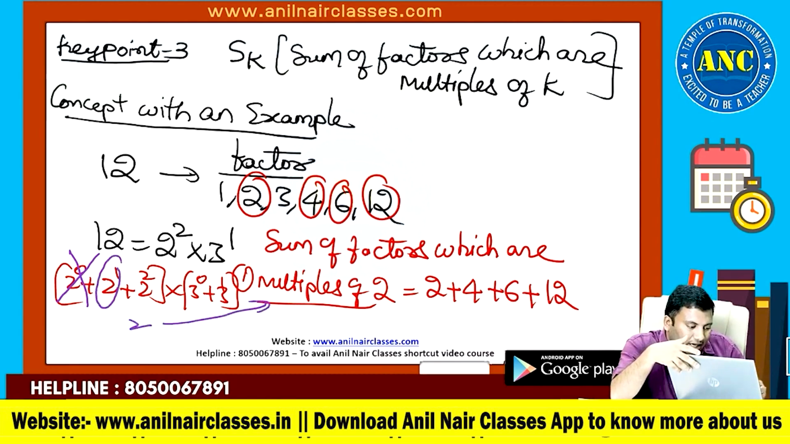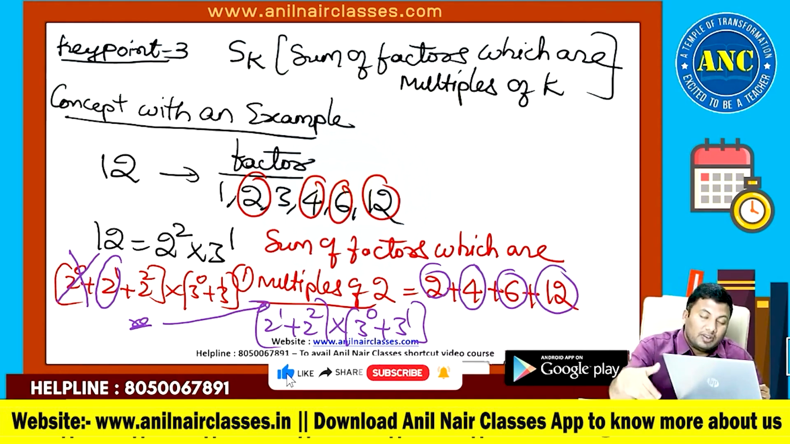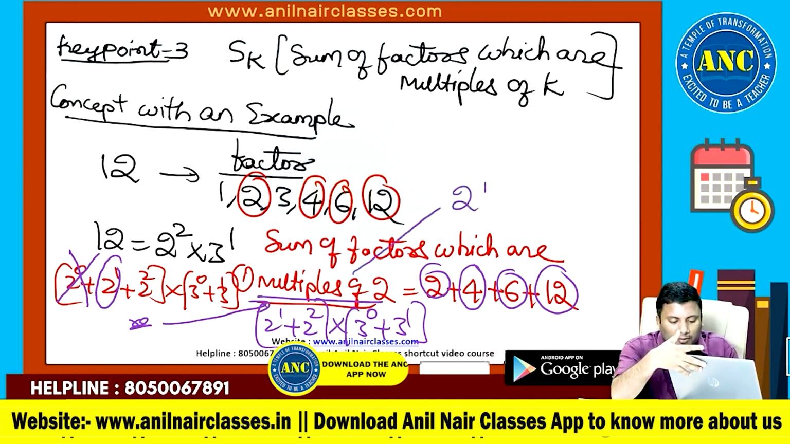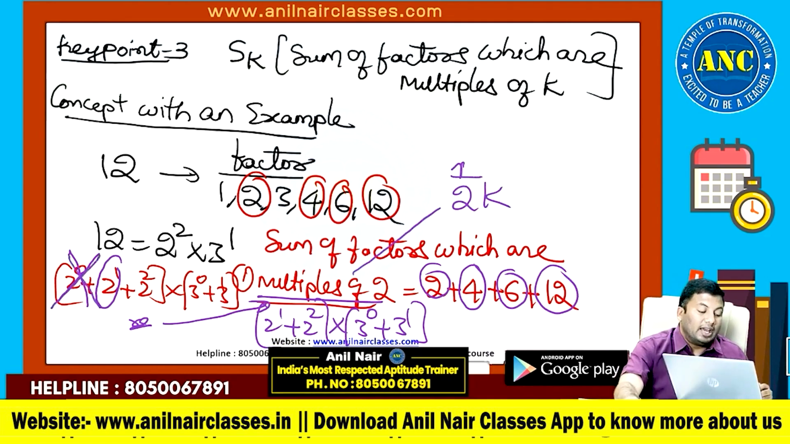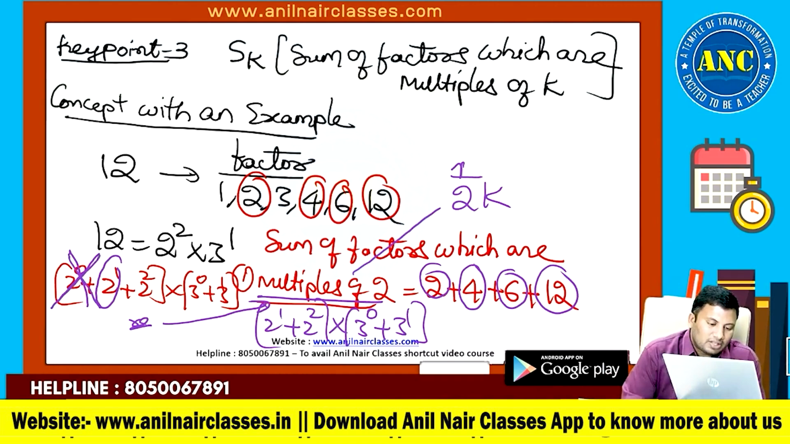So this can be written as (2 power 1 plus 2 power 2) into (3 power 0 plus 3 power 1). 2 1s are 2, 2 3s are 6, 4 1s are 4, 4 3s are 12. So if it is multiples of 12, start from the lowest power of prime bases which will result in 12. I will do 2 more examples, it will be clear. Any multiple of 2 is nothing but 2k. Minimum power of 2 should be 1, so 2 power 0 is eliminated.